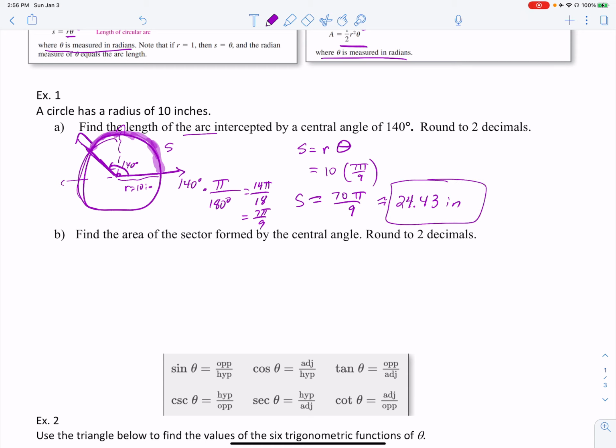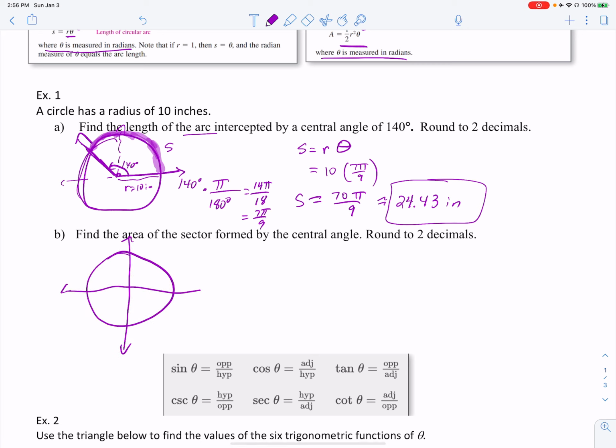In part B, find the area of the sector. Again, if I have the circle and I think of dividing it, where here's the center, sorry, it's kind of sloppy there. I'm still going 140 degrees, but now I want the square units, in other words the square inches, where this radius is 10 inches, that it would take to cover that.